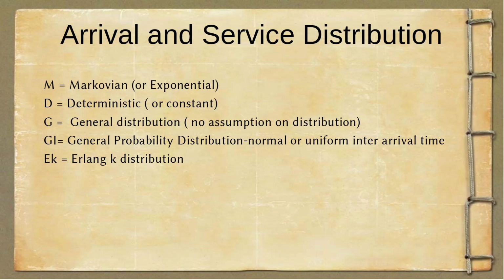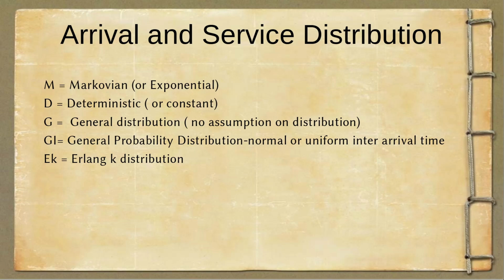Now G is general distribution. G stands for general distribution where no assumption is made on the distribution of the arrival and the service time. There's no assumption. And GI stands for general probability distribution where the arrival and the service time distributions follow a normal probability. And EK stands for Erlang K distribution.